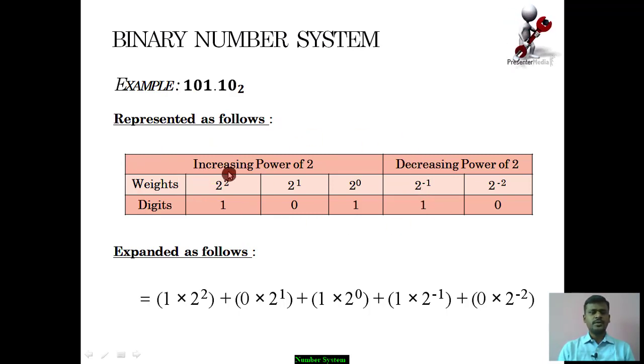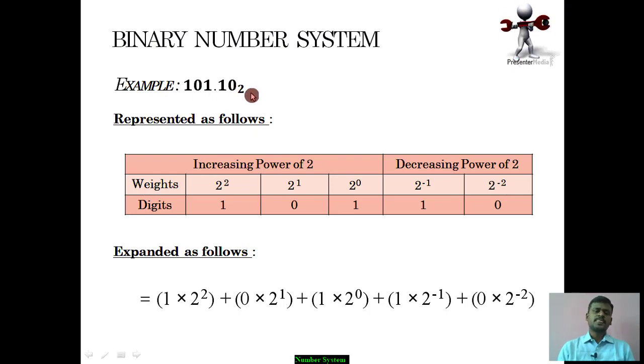As we know how increasing power and decreasing power will be represented, as we have seen in the decimal number system, we will assign increasing powers and decreasing powers for the digits 101 and 10. First we will write the digits 101, and the digits after the point, 10.